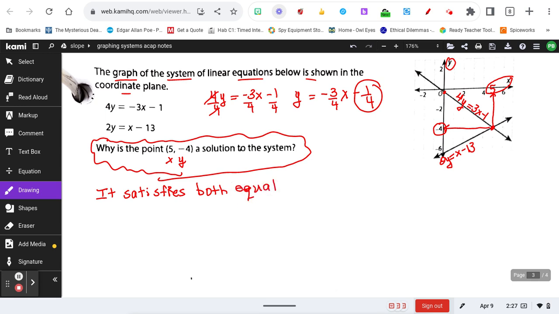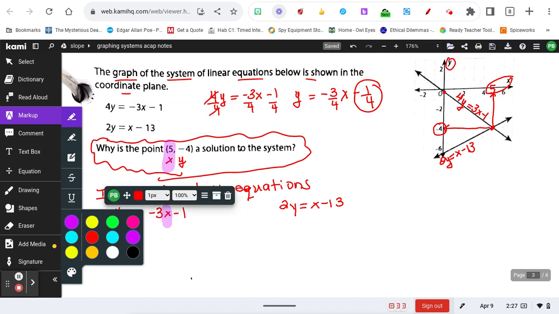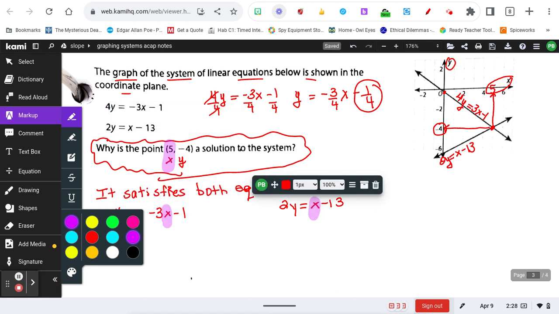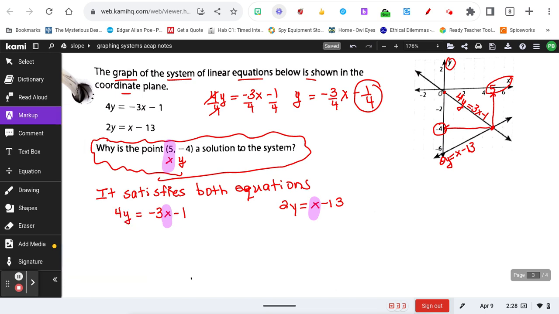It's writing like this, guys, because I'm recording. It satisfies both equations. That just means that's the ordered pair that makes the left side equal to the right in both. So I'm going to show you. In other words, I'm going to prove it. In both of these, I'm going to change the x to 5. And then in both of these, I'm going to change my y coordinate to -4.